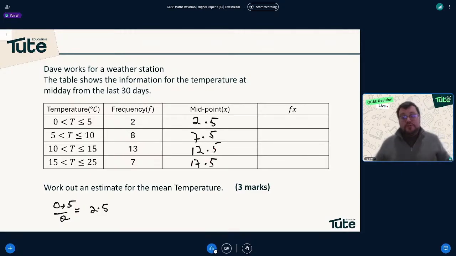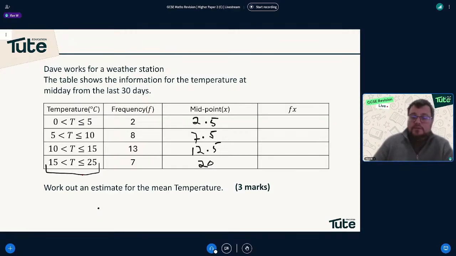Major boo-boo there, people. This is one of the mistakes that tend to happen here. The range of this one is different. So you have to make sure that you're getting it right. As it happens, it's not a hard one. What you've got there is 20, because that is the midpoint between 15 and 25. You don't have to worry about the inequality symbols there.